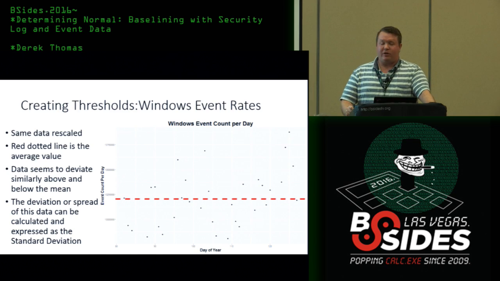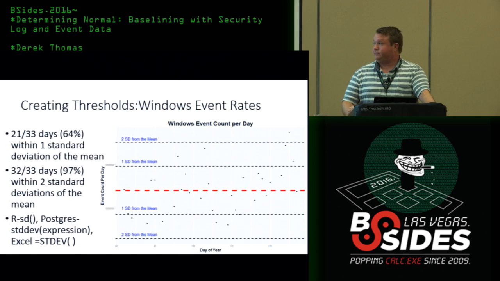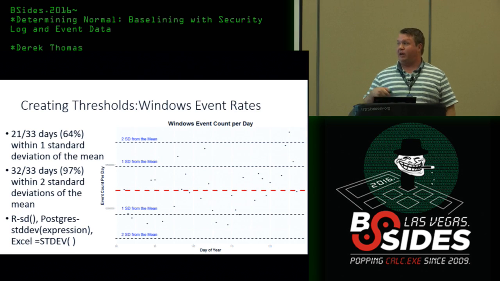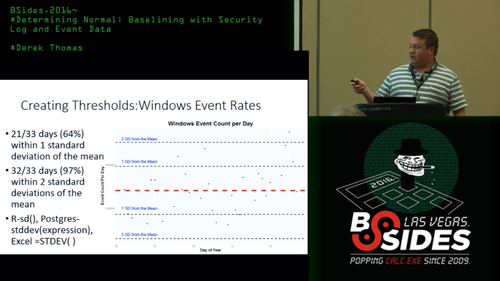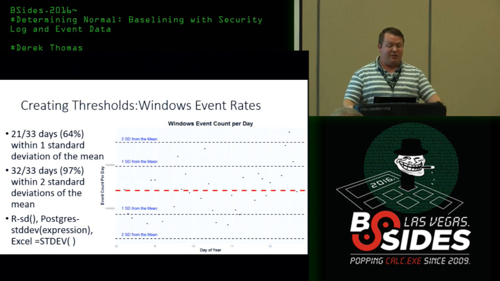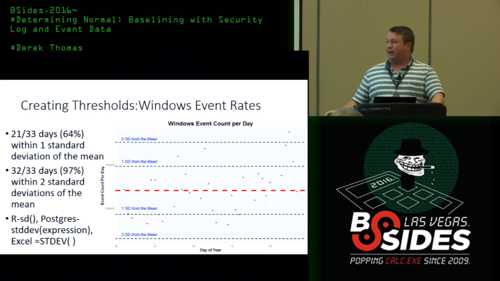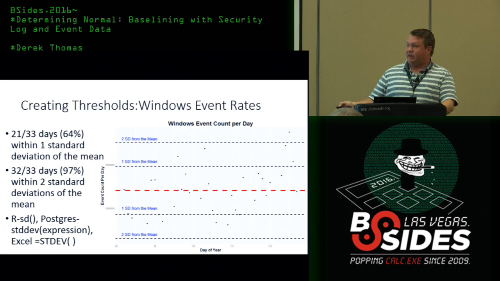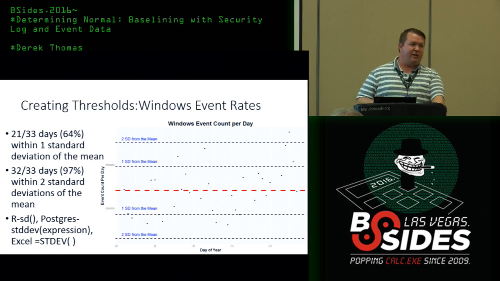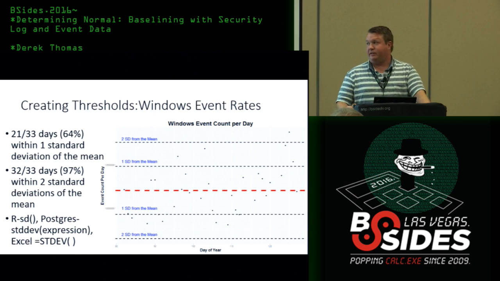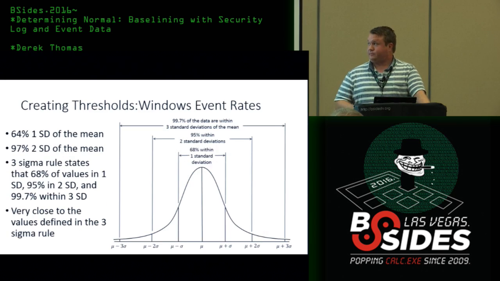So we're going to take a look at calculating the deviation in this data. Kind of basic statistics, the standard deviation measures the spread. Here I have lines for 1 standard deviation, 2 standard deviations. What we see is that 64% of the data is within 1 standard deviation, 97% is within 2. I've provided a couple examples of how you can calculate this. In R, SQL, Excel, it's pretty easy. It's a base mathematical function.